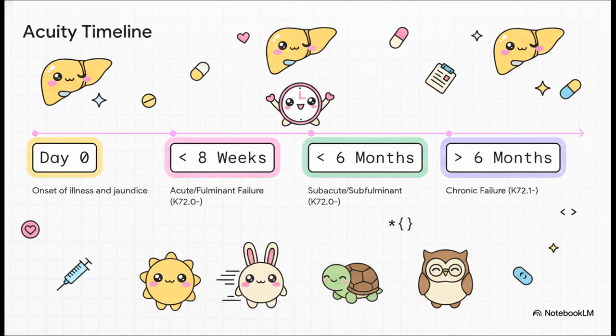If it develops a bit later, say up to 6 months, that's subacute or subfulminant, which also falls under K72.0. But, and here's the pivot, if encephalopathy develops more than 6 months out, we cross over into chronic failure territory. Notice the shift in the code. Those cases are coded from subcategory K72.1. The timeline literally dictates the code.